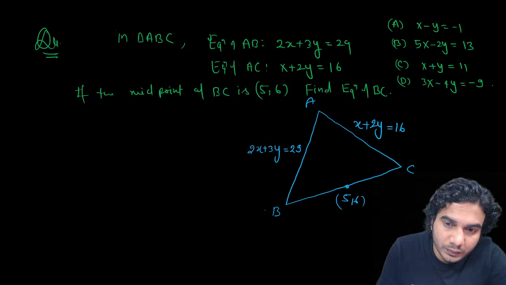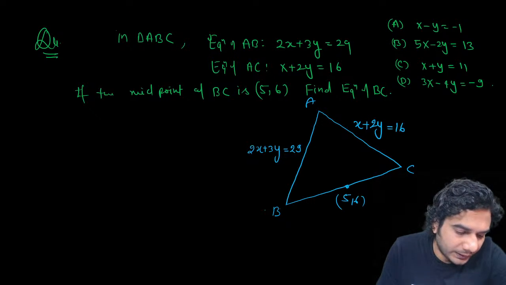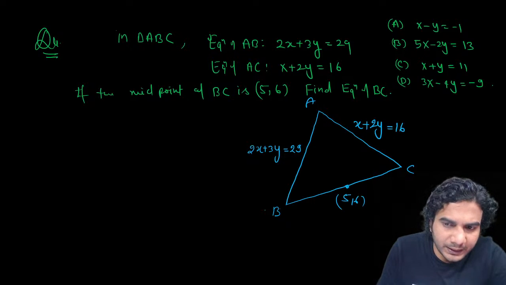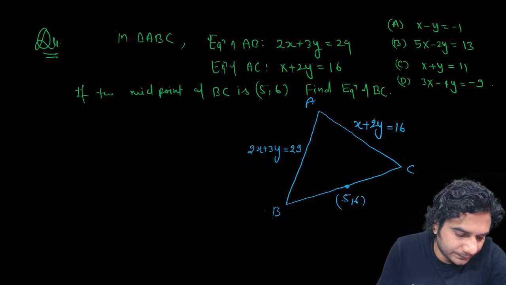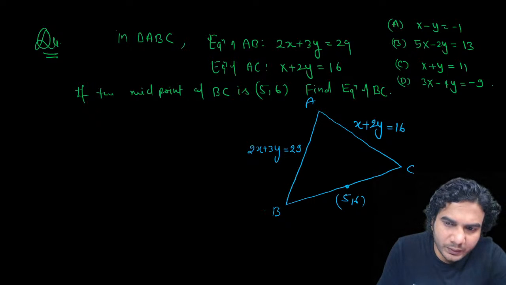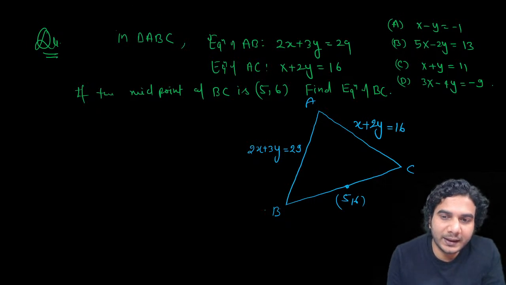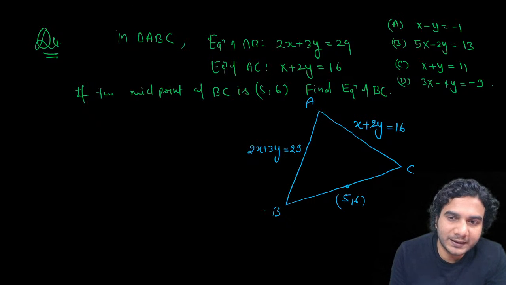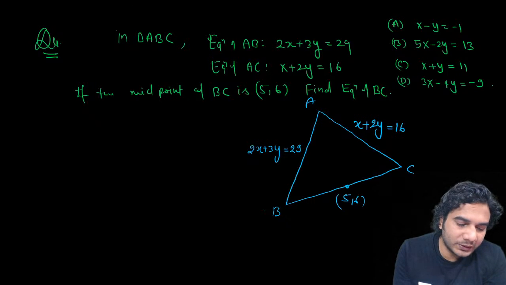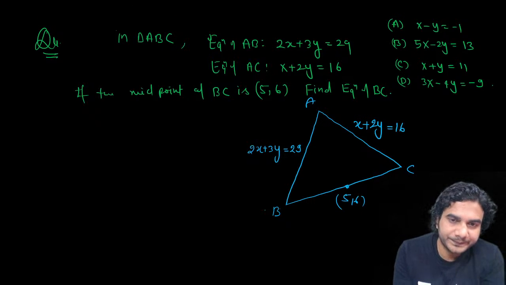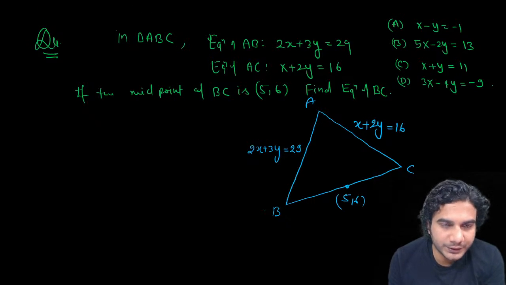BD is to DC. That is not the angle bisector. No. BD is to DC is equal to AB is to AC. That happens when it is the angle bisector. So AD is not the angle bisector. It is the median. Midpoint is given. It is 1:1. What are you doing? BD is to DC is 1:1. It's midpoint. It is given in the question.